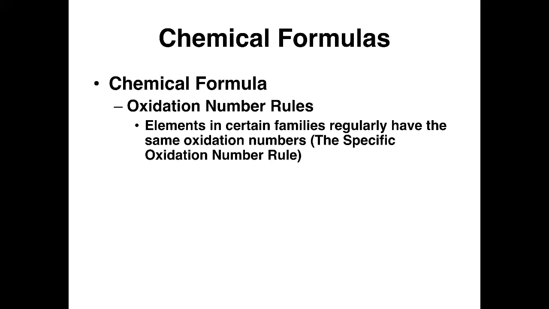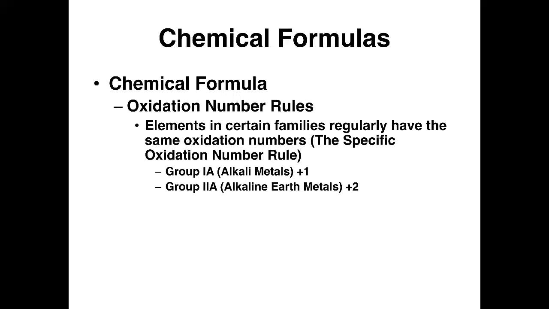Elements in certain families regularly have the same oxidation number, the specific oxidation number rule. So for example, 1A elements, the first column on the left of the periodic table, the oxidation number is almost always +1. Conversely, on the other end of the table, the halogens, the 7A elements, the oxidation number is most commonly -1. But you notice I use the words almost always and most commonly because there are exceptions to this rule. So you have the 1A elements that are usually +1. The 2A elements are usually +2.